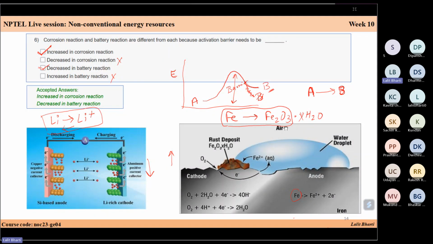So that is why I am saying that these two reactions are quite similar, but our perspective is just to increase this energy barrier in the corrosion reaction and decrease it in the batteries. Okay.